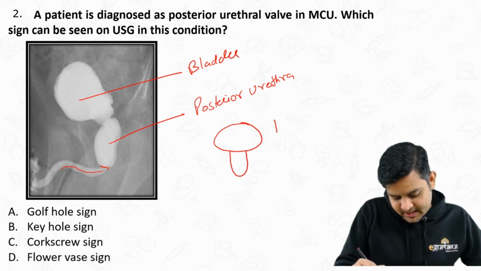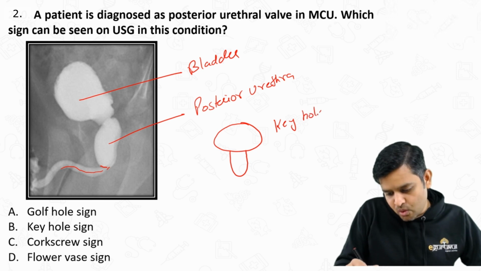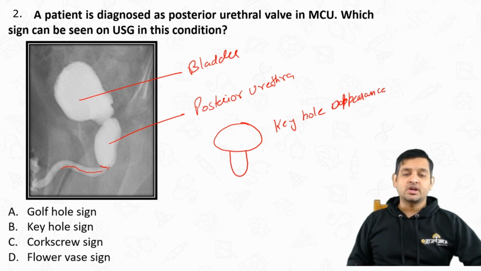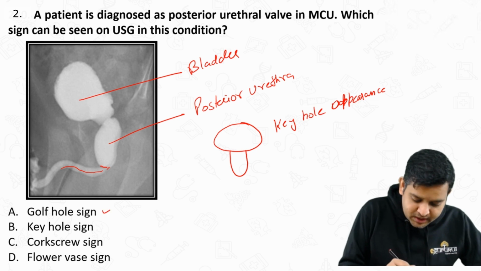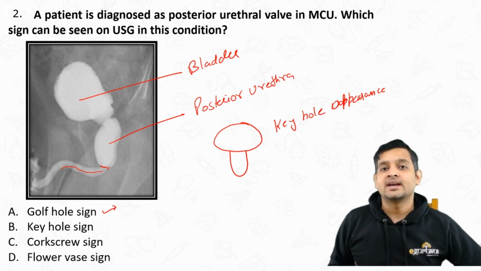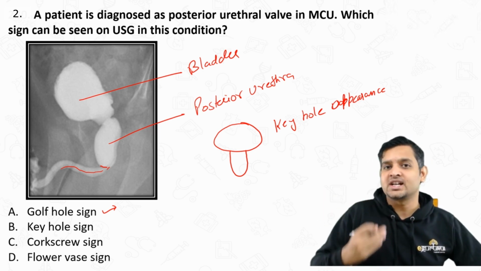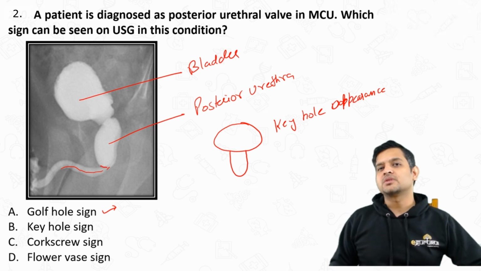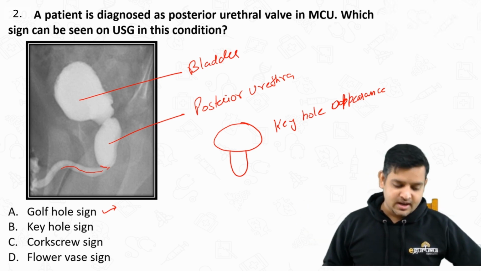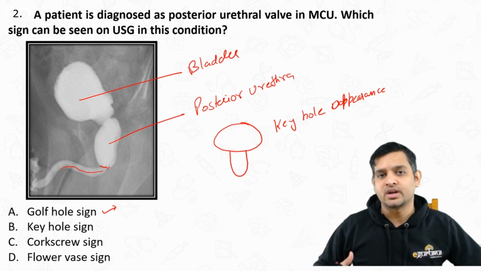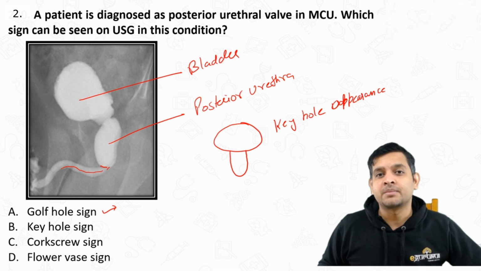Now this is called keyhole appearance. Keyhole appearance, which is classical for posterior urethral valve. It is to be noted that golf hole ureter is a sign seen on cystoscopy of the typical appearance of a ureterovesical junction. Corkscrew sign, there are multiple places where corkscrew sign is seen. In relation to the IVP, it is an appearance of the ureter in genitourinary tuberculosis. Flower vase appearance is described for horseshoe kidney on IVP.